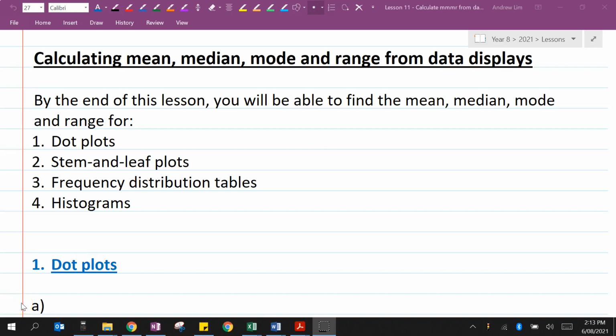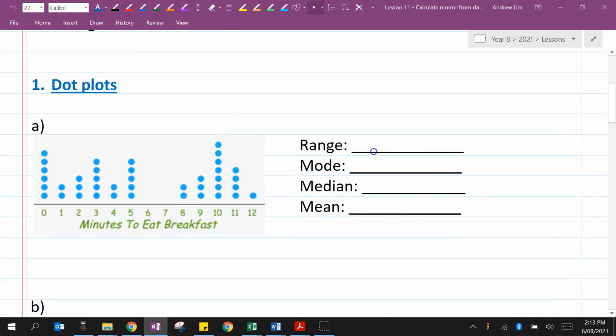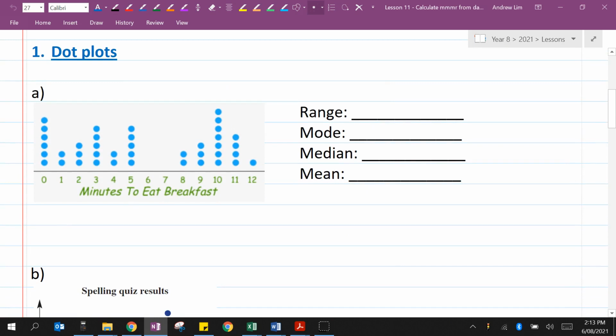It's your teacher, Miss Lim here, and in this video we're looking at calculating mean, median, mode, and range from data displays. In particular for dot plots, stem and leaf plots, frequency distribution tables, and histograms. So let's have a look at dot plots. Here we've got a dot plot of minutes to eat breakfast.